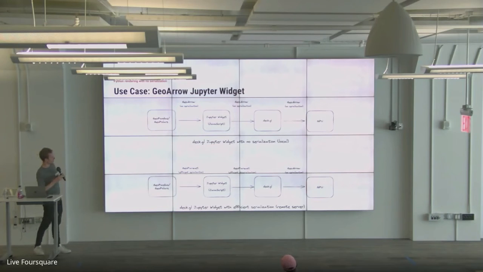And if your Python session is remote, say in Colab, then you might want to do the bottom part of the screen, where you serialize into GeoParquet, which is really efficient from GeoArrow to GeoParquet. You have a lot smaller file size for downloading into the browser. You efficiently deserialize that back into GeoArrow, and then you have a straight memory copy to the GPU.